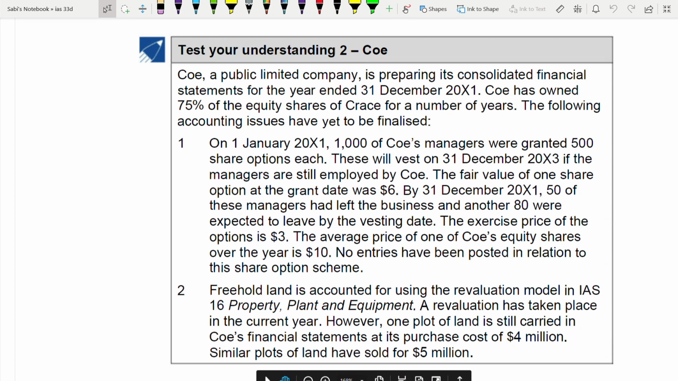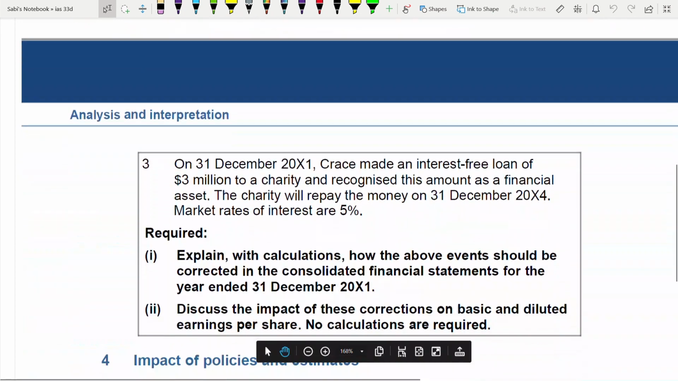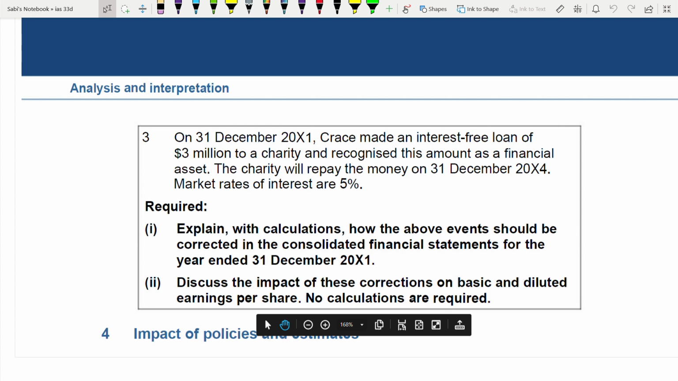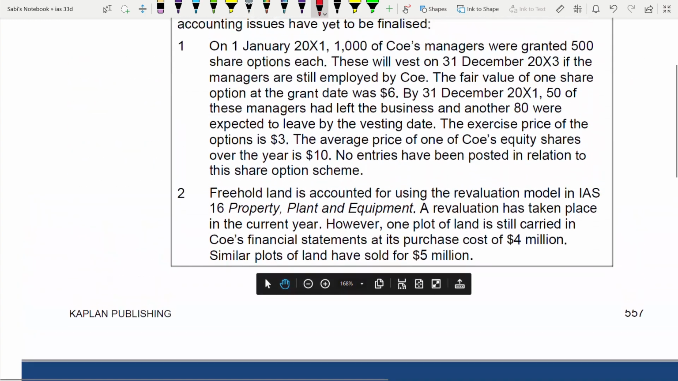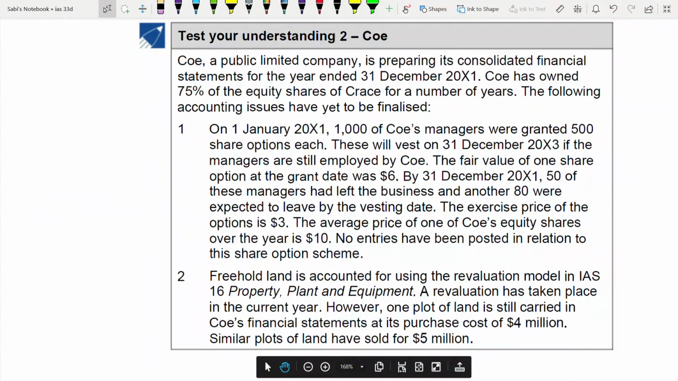Test your understanding. Here you are required to explain with calculations how the above events should be corrected in the consolidated financial statements. And second, discuss the impact of these corrections on basic and diluted EPS. Even though this is IAS 33, you will need the knowledge of some other standards before you come to EPS for part A. There are three situations given, and Co owns 75% of the shares in Grace. This shows that it's a subsidiary.